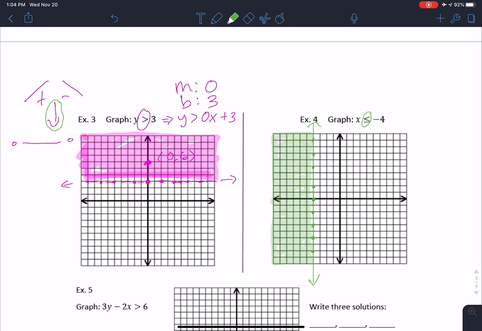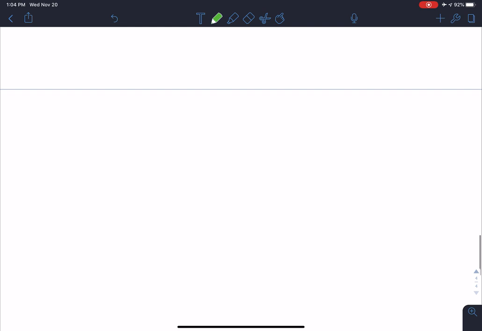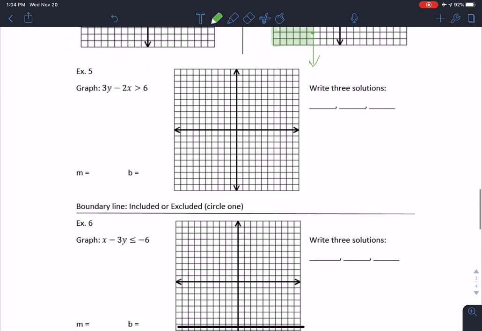And again, we don't ask you right here to label possible solutions, but it's important to note that on this one, you can pick points on the line and on the shaded area. Okay, we have two more.